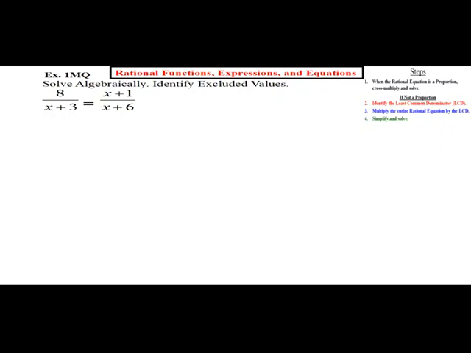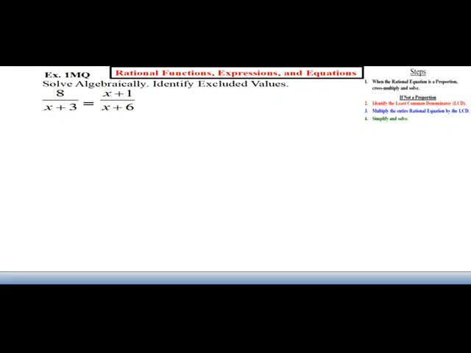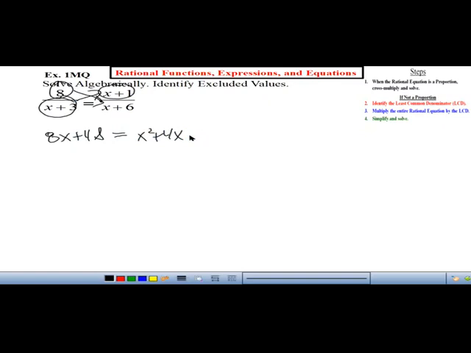All right. Some of you should be close to done, but here goes the process. Do we have a proportion? Yes, one fraction equal to another fraction. So I'm going to cross multiply this times this. So that gives us 8x plus 48 equals this times that, x squared plus 4x plus 3. And once again, if you don't see it, make sure you write them out: 8 times x plus 6, and then x plus 3 times x plus 1, and then you distribute so that you can write it out.